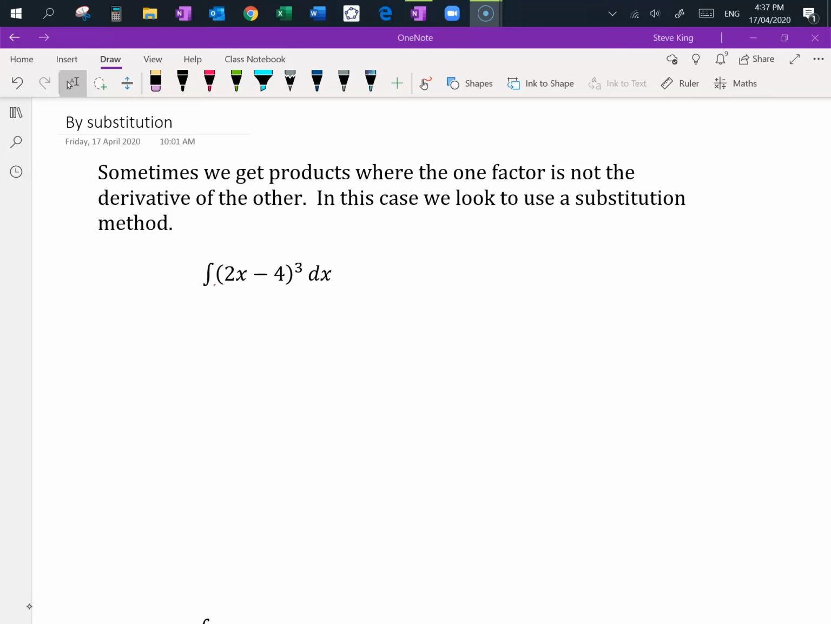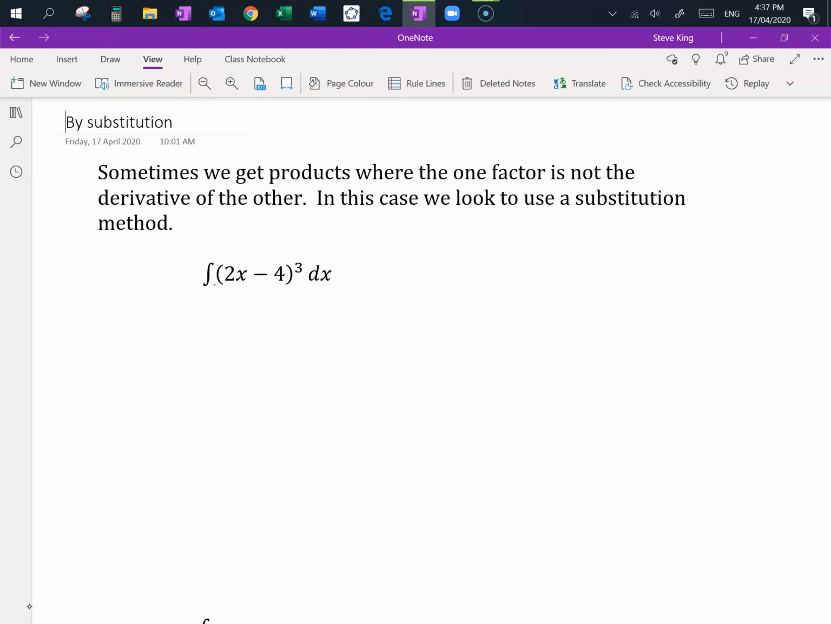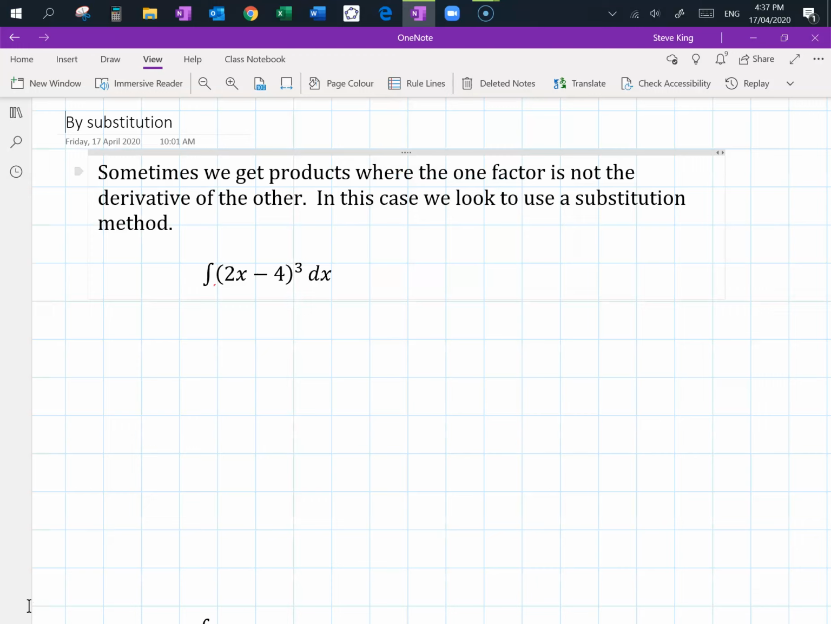I don't have two things being multiplied together here. How am I going to go about factorizing it? How am I going to go about integrating it? Well, the trick is to use a substitution. Let's get some lines on this page. Right, and the substitution is going to look like this. I'm going to say, let b equal that thing that I've got inside the bracket over there, 2x minus 4.